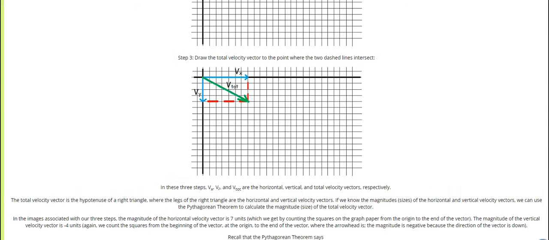Now we can count and figure out the magnitude of that vector sum. The horizontal vector, if we count, is 1, 2, 3, 4, 5, 6, 7 squares, which represents some velocity magnitude, and the vertical velocity is 1, 2, 3, 4, but in the negative direction. So the horizontal velocity is positive 7, and the vertical velocity is negative 4.